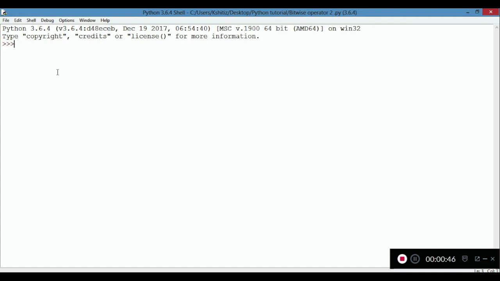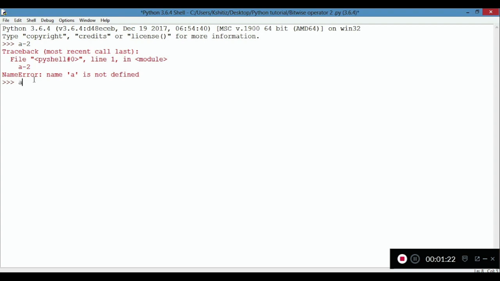2 is 10 in binary and 7 is 111. So let's see how we use them. There are 6 bitwise operators, and they operate in that manner only. So we have 2 and 7. First we need to declare them: a is equal to 2, and b is equal to 7.